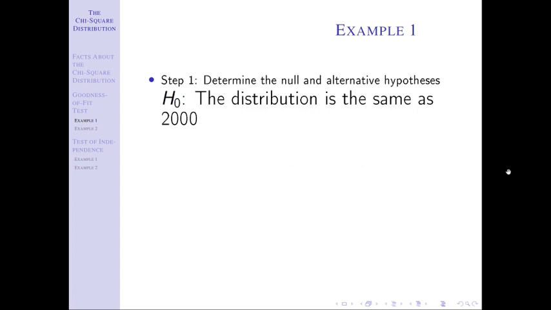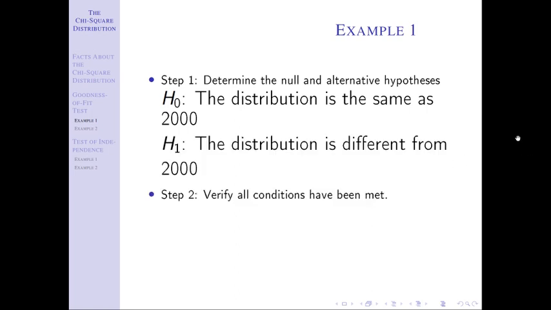Now, the same as what? This is where we want to make sure we're just careful with our hypotheses, that we're using the context of the problem. I'm saying the distribution is the same as it was in 2000. That's where those numbers came from, right? Or I could have put the distribution is the same as I think it is, right? It's just some sort of context to what we're dealing with, versus the alternative, the distribution is different from the year 2000. Our conditions, our sampling methodology looks fine.